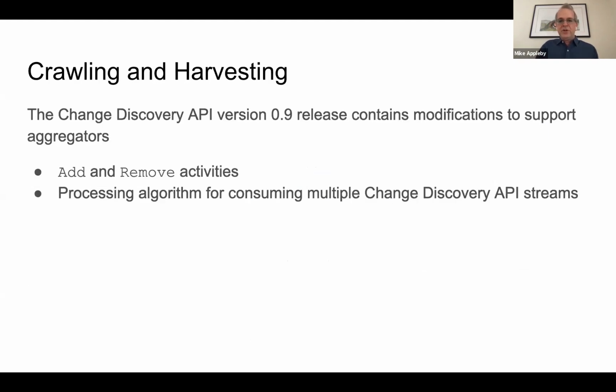So changes. We're jumping from 0.4 to 0.9 because of the moving to this beta status. The changes in this 0.9 release are a couple of new activities to support aggregators, and also a more detailed or expanded processing algorithm section to talk about consuming multiple change discovery API streams. So this really gets to, if you're an aggregator and you're consuming streams from different institutions, and then you're republishing a curated stream, what does that look like? And these new activities help support that along with the processing description. Next.